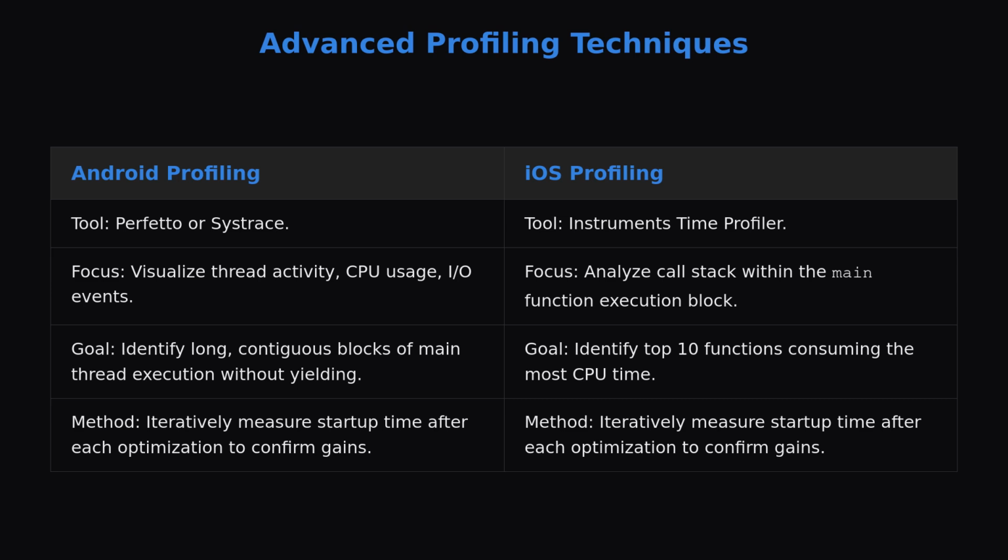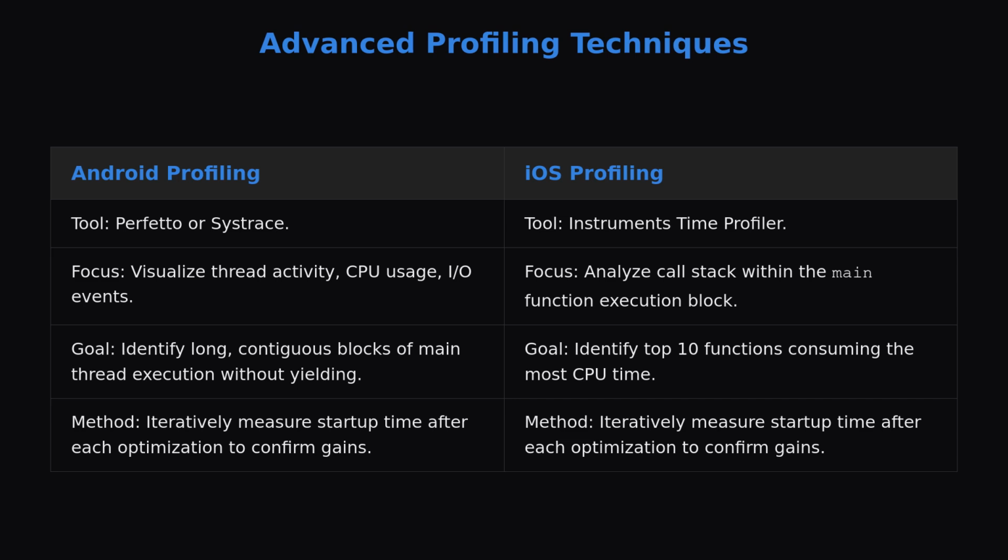On Android, utilize Perfetto or Systrace to visualize thread activity, CPU usage, and input-output events during the startup phase. Look specifically for long, contiguous blocks of execution on the main thread without yielding control. On iOS, use Instruments Time Profiler to analyze the call stack during startup, specifically identifying functions consuming the most CPU time within the main function execution block. Focus optimization efforts exclusively on the top 10 functions identified by the profiler output.